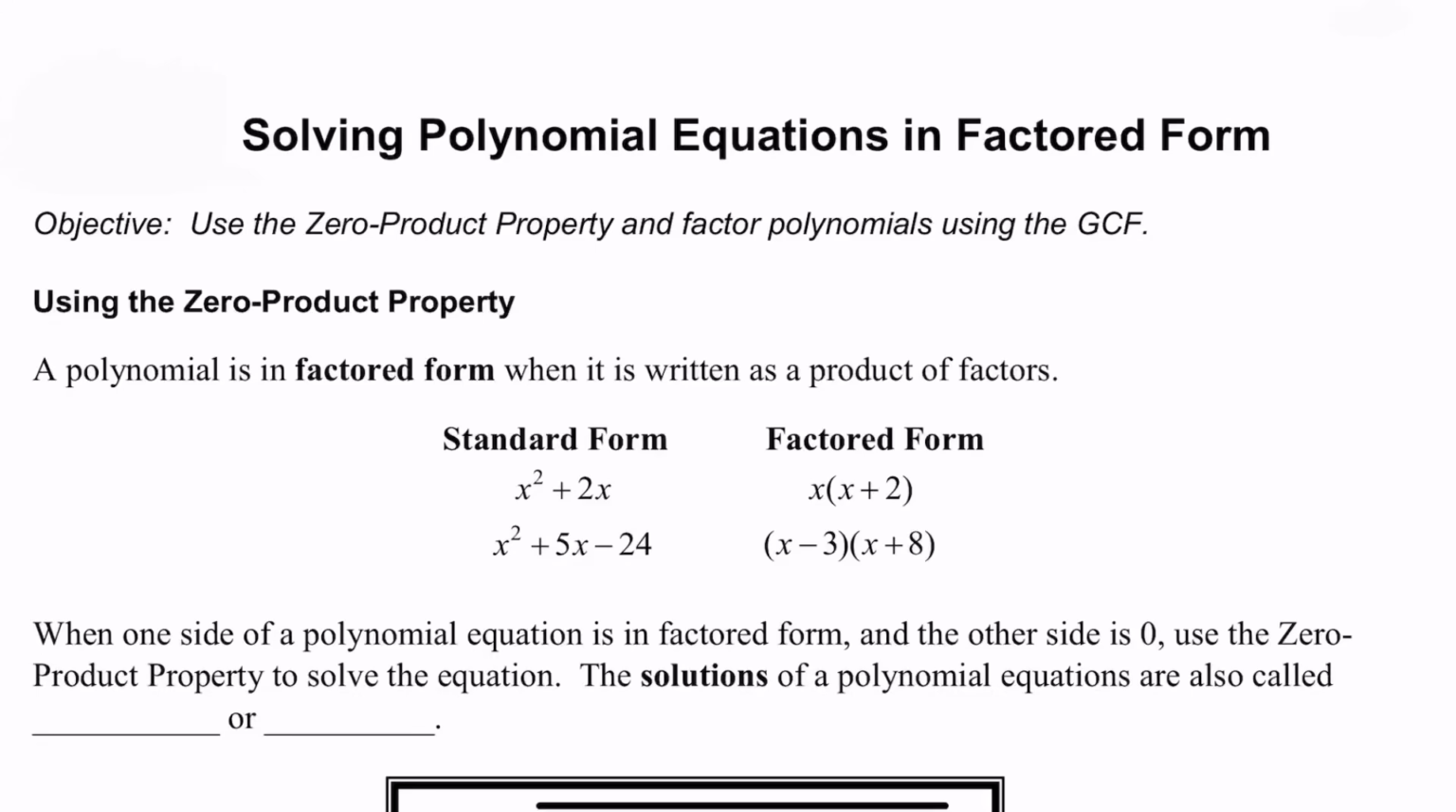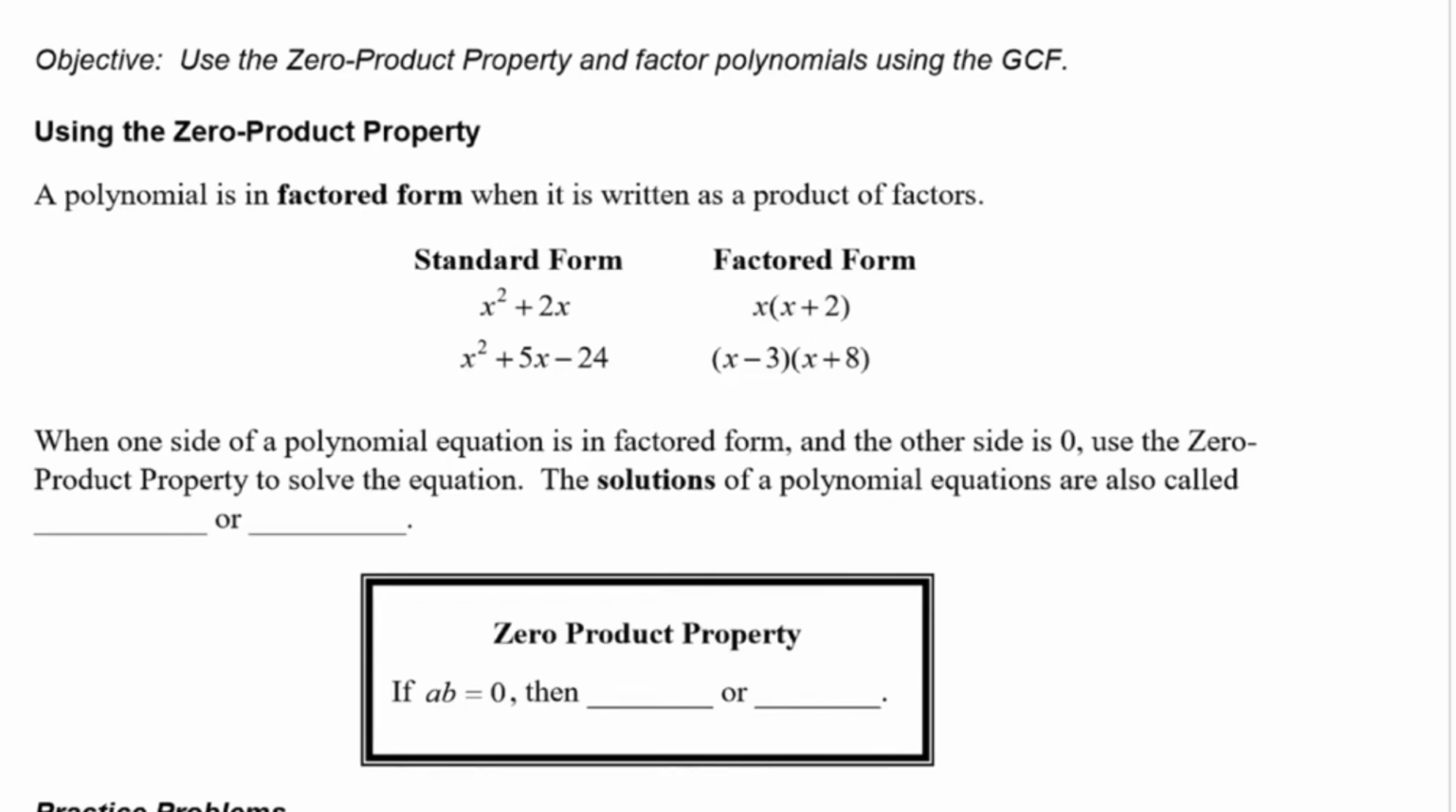Today we're looking at solving polynomial equations in factored form. The first thing we want to talk about is writing equations in standard form versus factored form. A polynomial is in factored form when it is written as a product of factors. When you hear the word product, it just means multiplication.